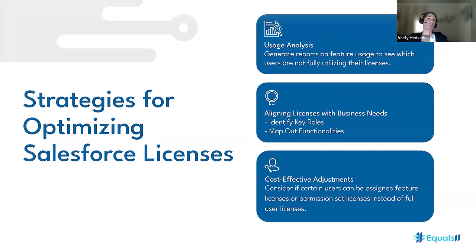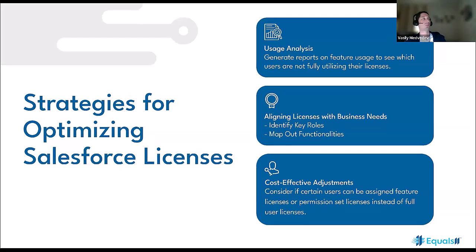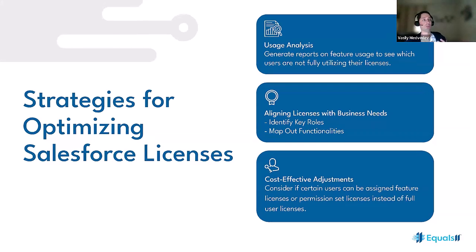Again, we need to build some reports and analyze how often users log into the system, because maybe they never log in, or maybe they log in once a quarter, once a year, something like that. Yeah, we need to know how often they are using their features and their license. Next one is align licenses with the business needs.